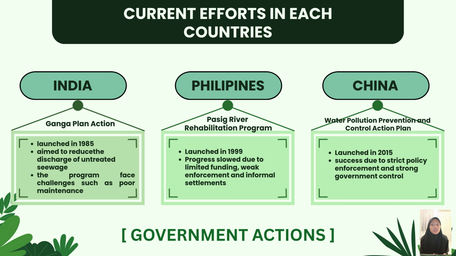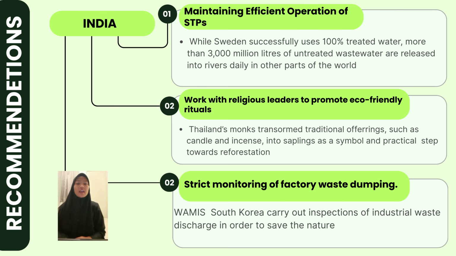Lastly, China also showed effort to protect its rivers by implementing the Water Pollution Prevention and Control Action Plan in 2015, also known as the Action Guide to the National Effort Against Water Pollution. This action plan outlines 10 major measures to improve water management and pollution control. The action plan includes upgrading the economic structure and controlling pollution discharge from industry. Next, I will continue with the recommendations for each country.